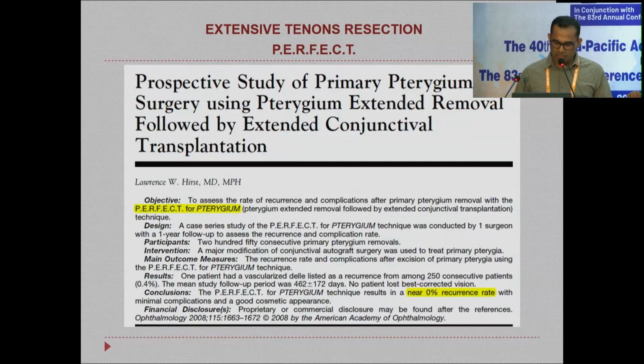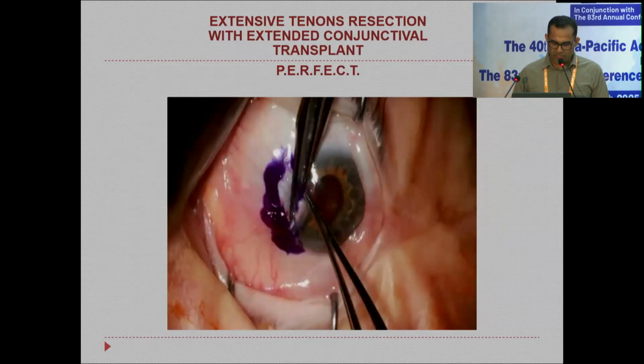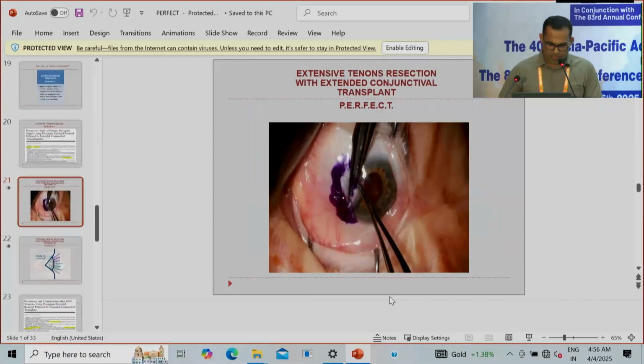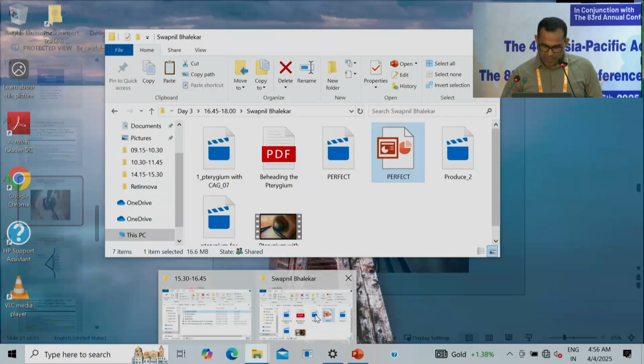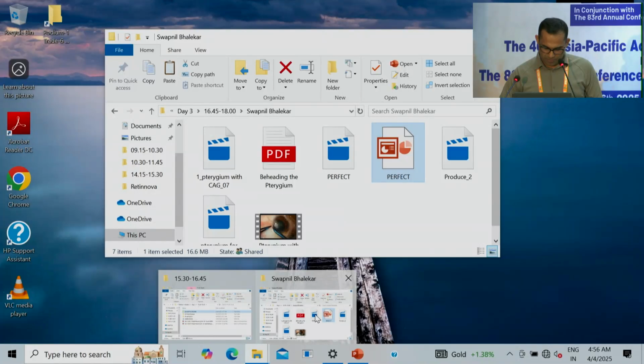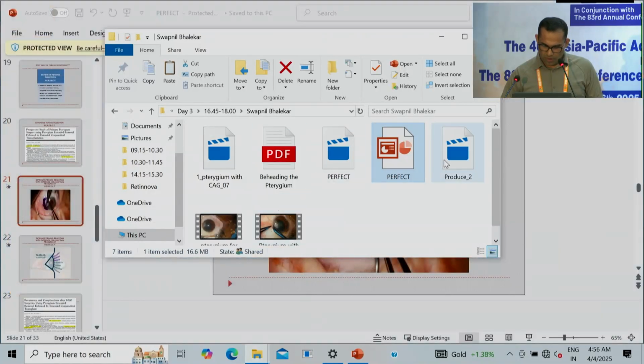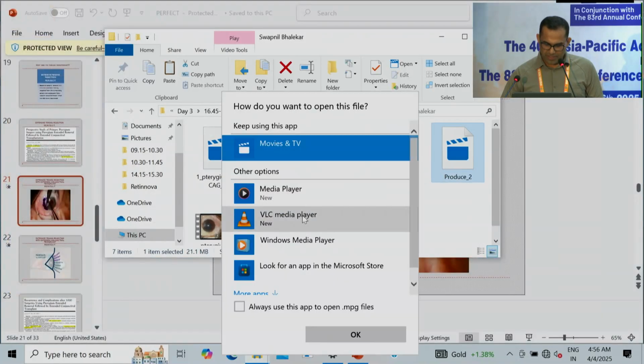You can go through the study. It is a beautifully designed study as well. This is the technique. I'll just play it from the outside. I'm not able to play it from here. So let's see how he does it. Before we go into the schematics.